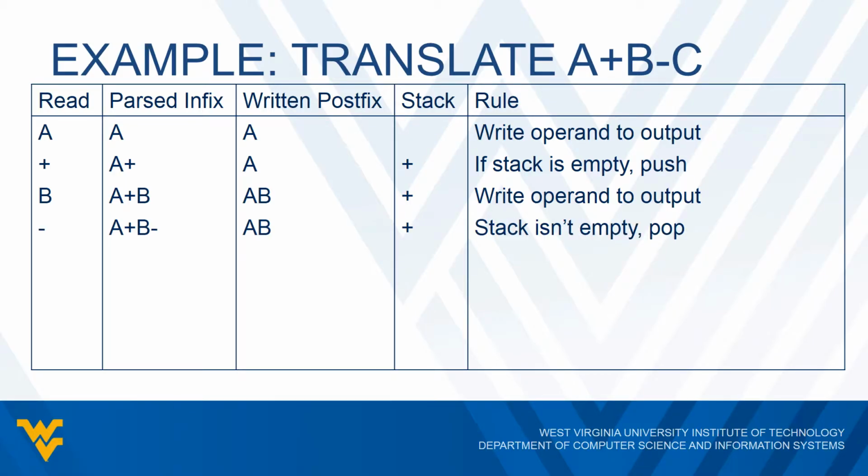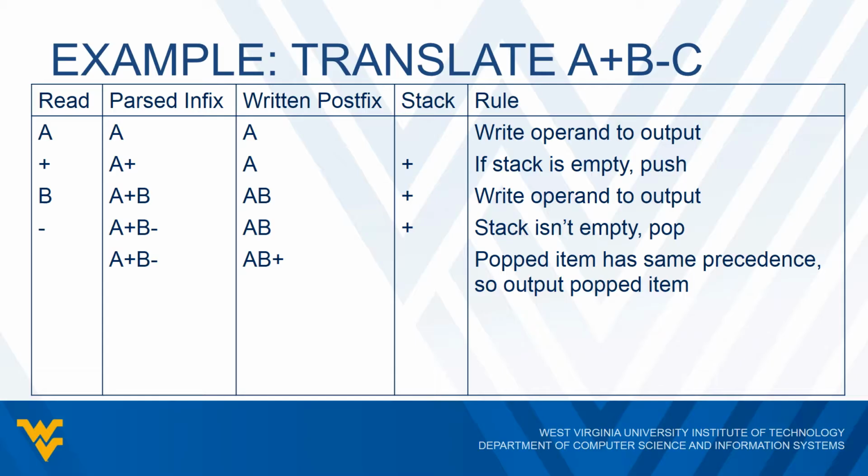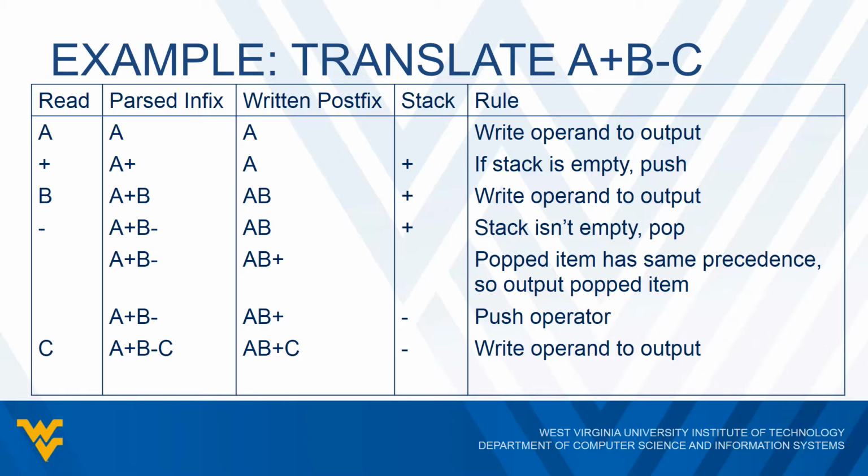We then read the minus sign, and we check the stack at this point. It's not empty, so what we're going to do is pop the stack. Now, at this point, we pop the plus sign, and that has the same precedence level as the minus sign. So the rule says to output the popped item, therefore we would output the plus sign in our postfix form. And then we would push the minus sign onto the stack. We then read the C, so that's the operand, so we write that to the output. And finally, we get to the end of our infix string, so we need to pop the leftover items and output them. In this case, it's just the one minus sign, so we pop that off the stack, and we write that to the end of our postfix string.